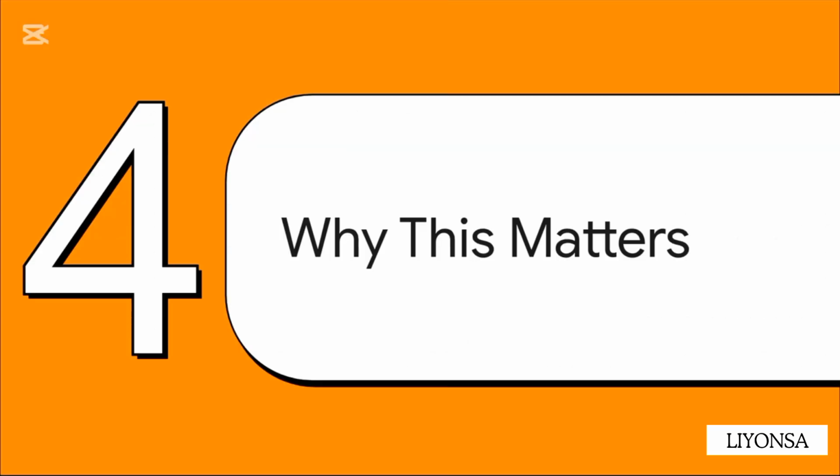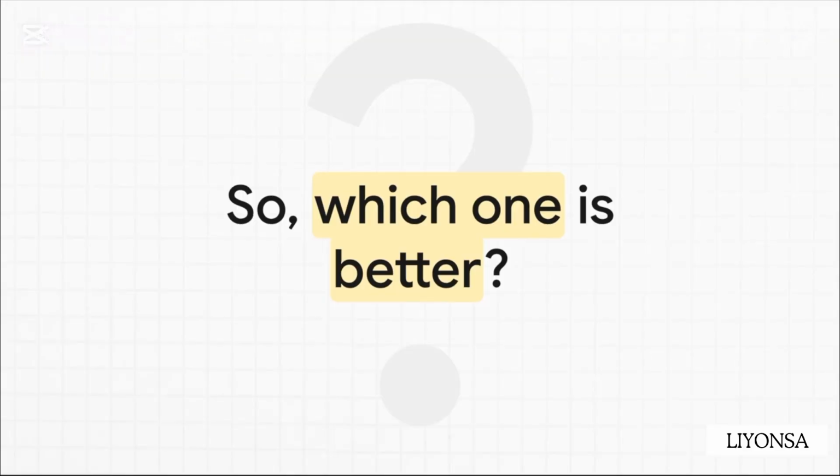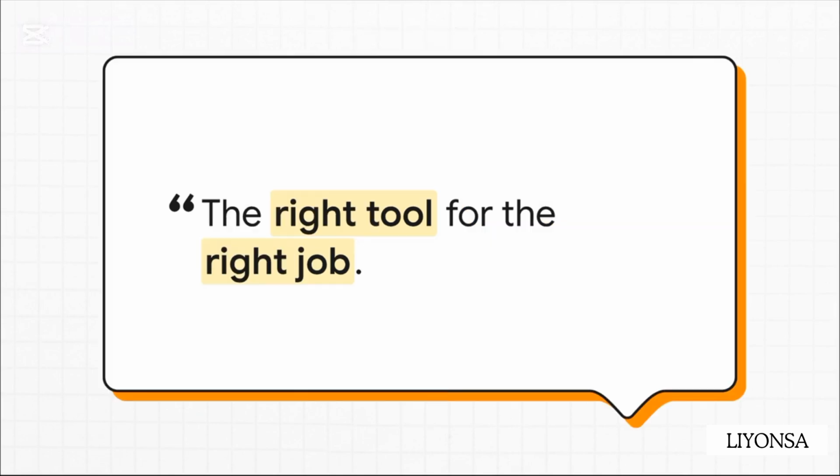Okay, so this is all cool from a technical perspective, but why does this choice between a digital bookshelf and a digital train actually matter to us, as the people using the apps? Well, it really brings us to the ultimate question. After all of this, which one is actually better? And the answer is the classic and honestly the wisest response in all of engineering. It depends. There's no single best data structure. There is only the right tool for the right job.